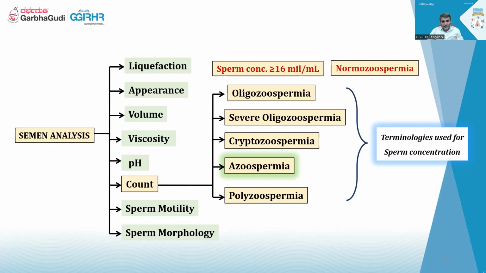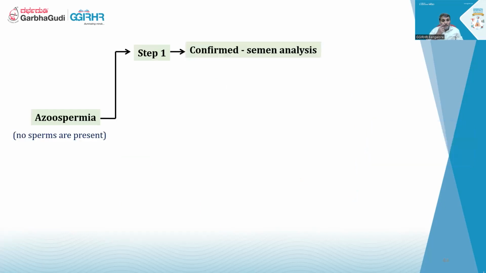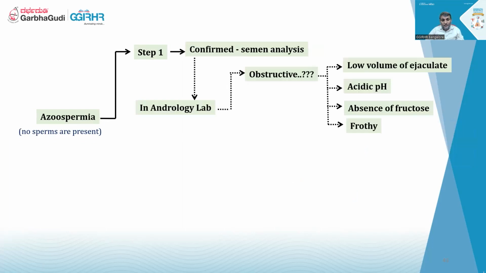Now, let us discuss azoospermia, because azoospermia cases are what we encounter most among people who walk into the infertility clinic. Azoospermia means no sperms are present. Step 1, we confirm with semen analysis. We have to instruct the patient to maintain 3 days of abstinence, and after 3 days he will walk into the lab and give his sample. Two types of azoospermia are present: obstructive and non-obstructive.